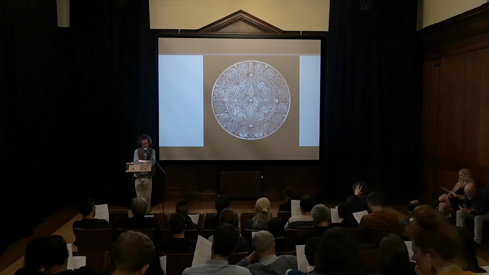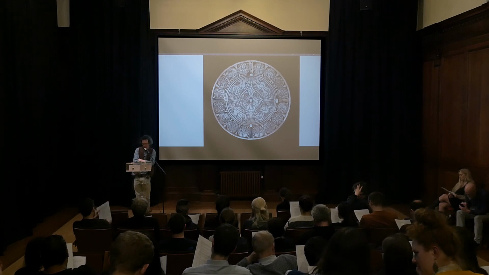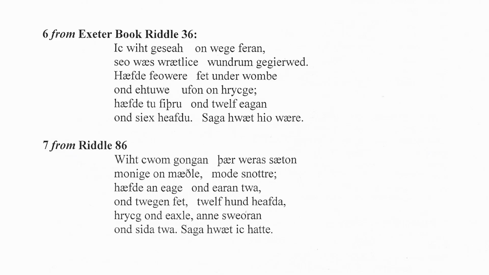12. Very good. Okay, bearing those in mind and the parts of the body, I wonder if we can now work out together the meaning of Exeter Book Riddle 36. This is number 6 on the handout. I'll give you a little bit of glossing on the beginning of the poem. It starts off with the word "ic", and this is the word for I. It's the personal pronoun.